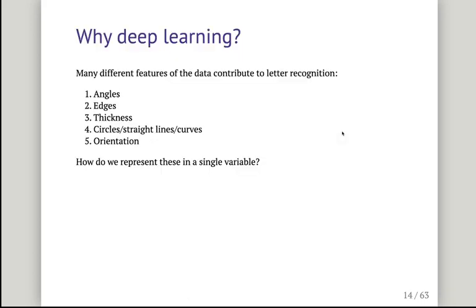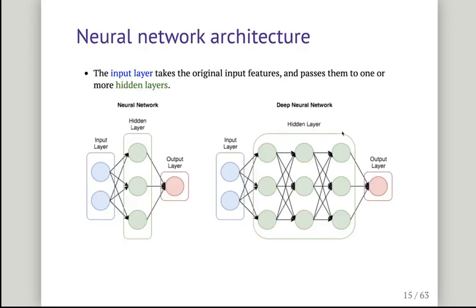So there are things in this data set that are going to be difficult for a human to measure. Things like the angles of a letter. How do we quantify that? Things like the edge, the thickness, whether there's a circle or a straight line. The orientation of these are really important as well for identifying things like letter and number recognition. Because we can't really come up with a good representation of these in a single variable, we build linear combinations of these pixel measurements to create new variables.